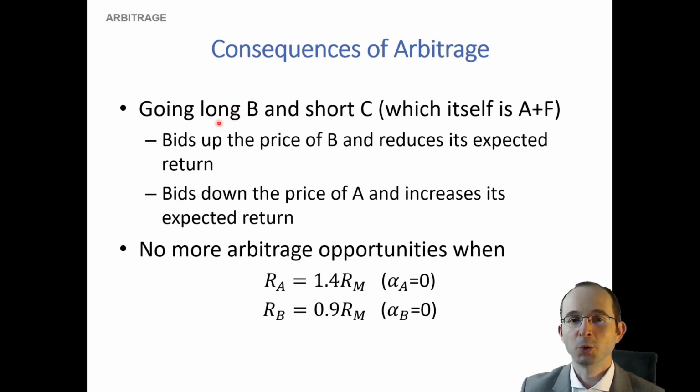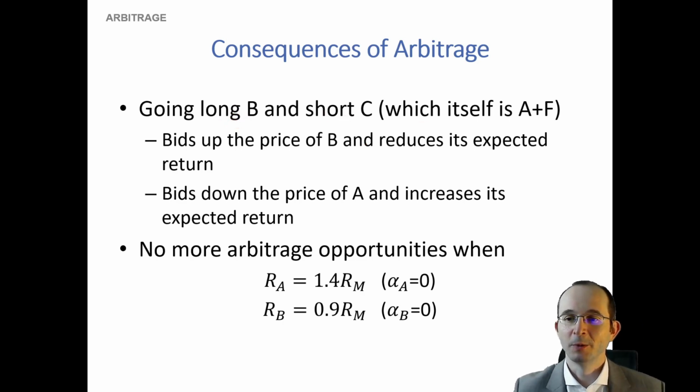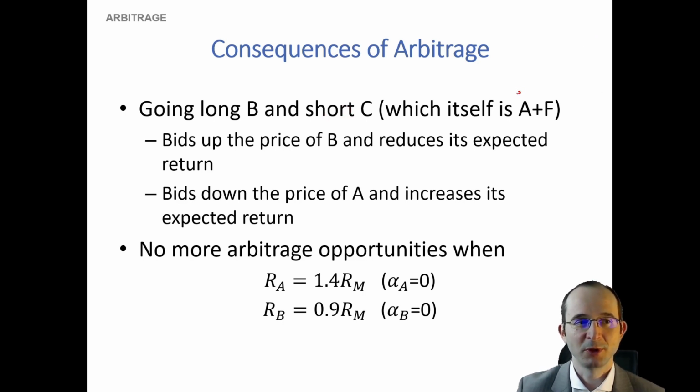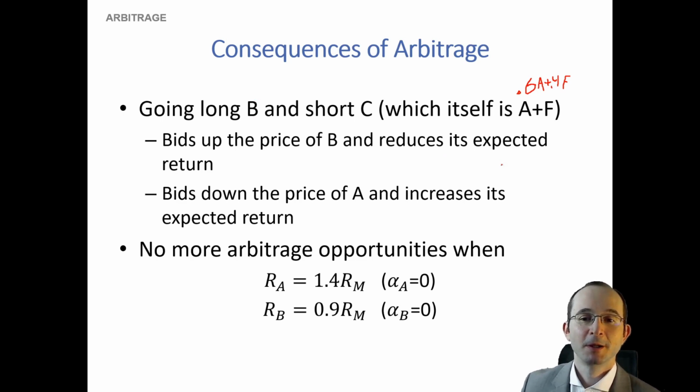Well, if we're going to go long many shares of B and short many shares of C, which, remember, each share of C is going to be 0.6 of portfolio A and 0.4 of portfolio F, what that's going to do is bid up the price of all of the assets in portfolio B and therefore reduce the expected return to all those assets and to portfolio B.